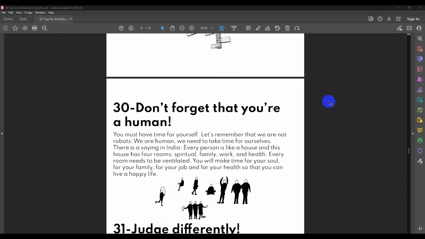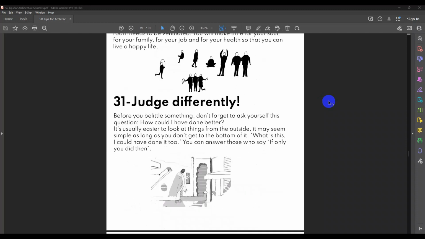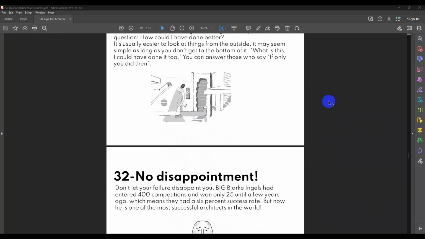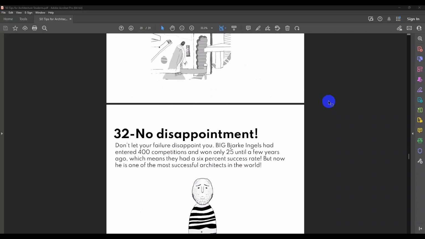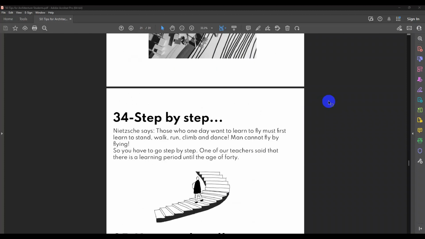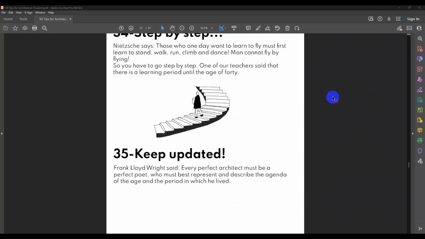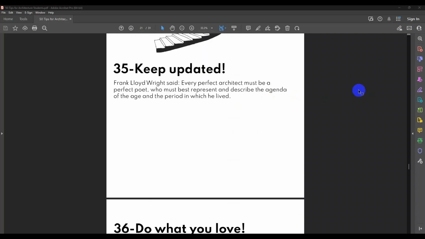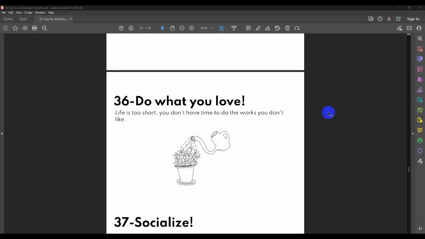30, don't forget that you are human. 31st, judge differently. 32, no disappointment. 33, physical model. 34, step by step. 35, certificate, keep updated. For this point, not only for architects but for any professional, we have to keep updated to improve our work. 36, do what we love.